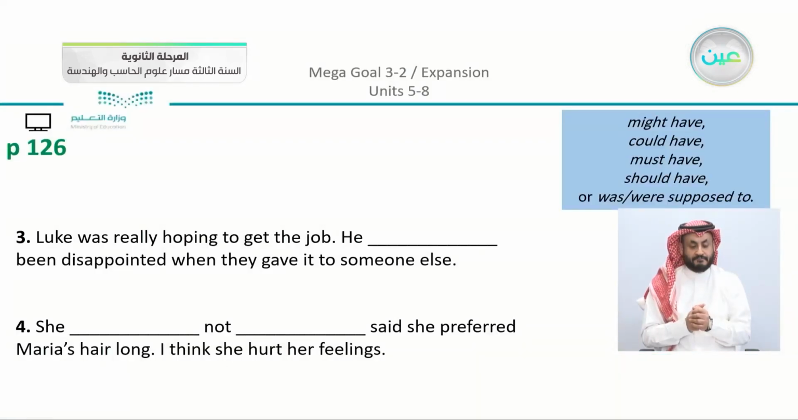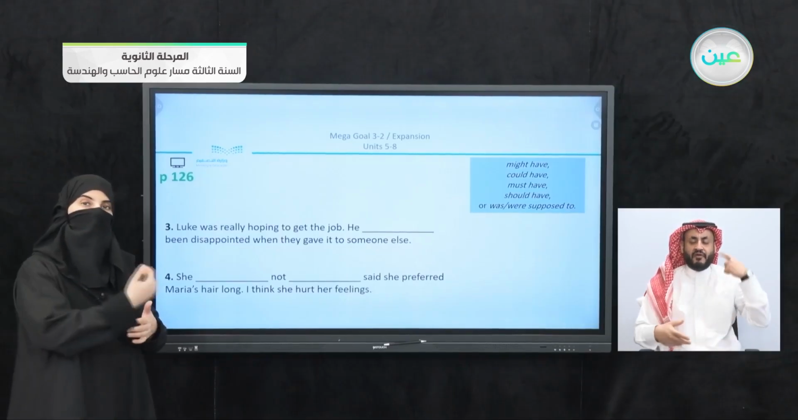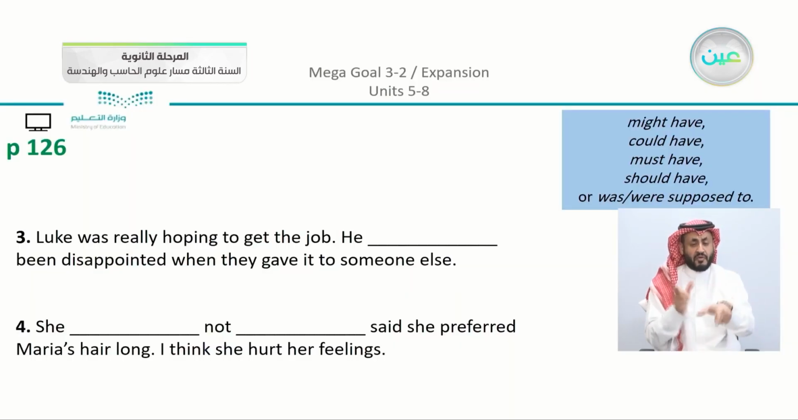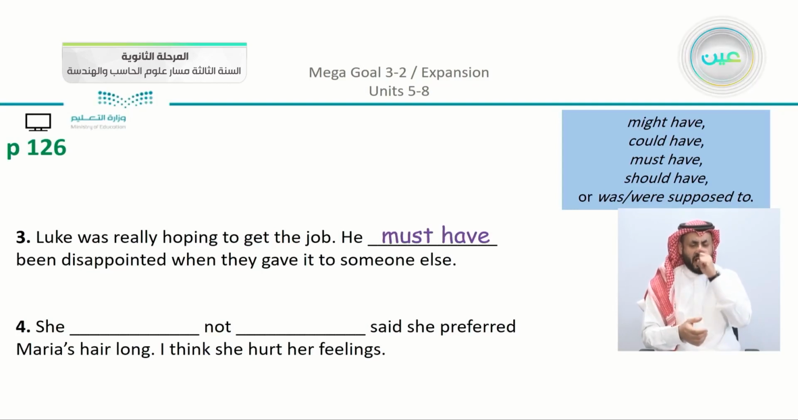Now we have number three, Luke. Luke was really hoping to get the job. He, blank, been disappointed when they gave it to someone else. So he was looking forward, he was hoping to get the job. So when they gave the job to someone else, he, yes, must have. So this is something that is determined.